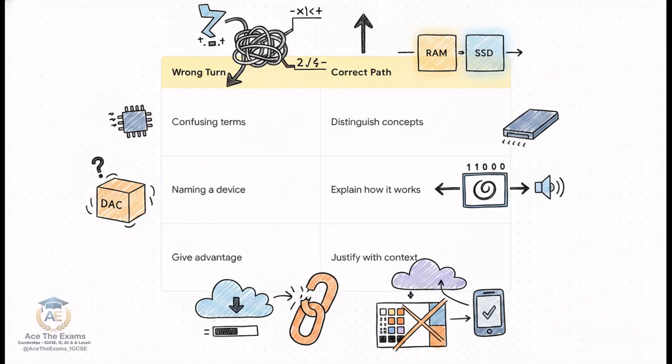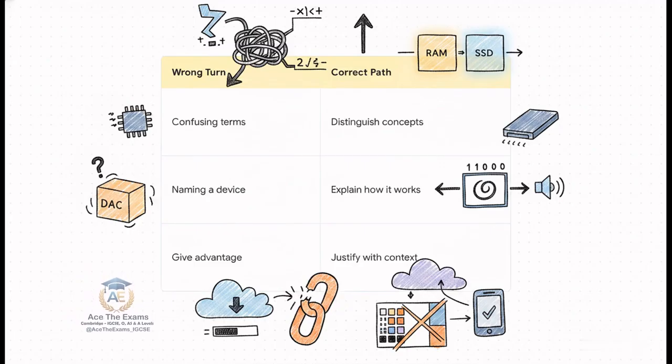Another incredibly common classic error is naming a device or a method without actually explaining how it works. Saying it uses a DAC gets you exactly one label mark, but detailing the actual pathway, explaining how the digital to analog converter takes discrete binary numbers and translates them into continuous electrical voltages to drive a speaker, that gets you the full suite of marks.